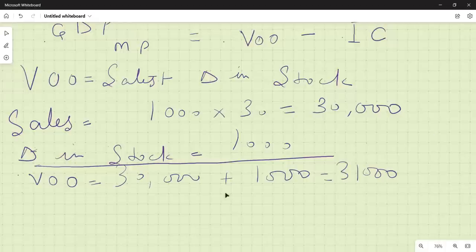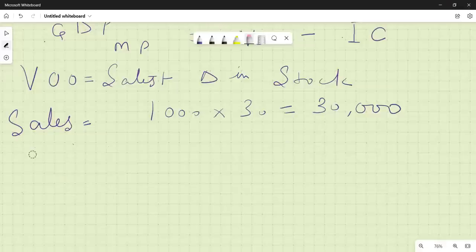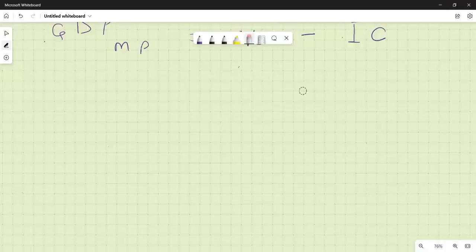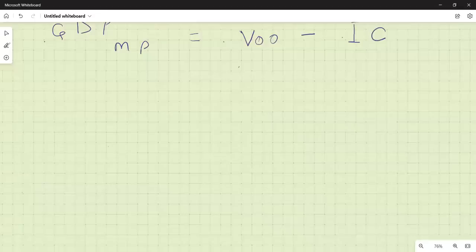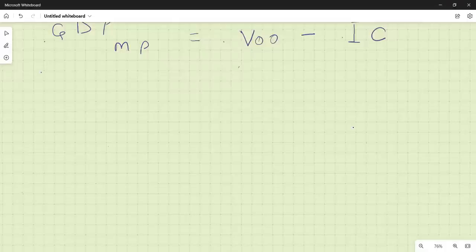And now we'll find out the value of IC, intermediate consumption. All of you can see this by going back. So please keep remember, value of output had been there 31,000. And now we'll find the value of IC. What's the value of IC? Again, let's see. Intermediate consumption. Intermediate cost has already been given. This is the 12,000. You could see intermediate cost rupees 12,000. So now we'll deduct the 12,000 from the value of output. This is IC is equal to 12,000.